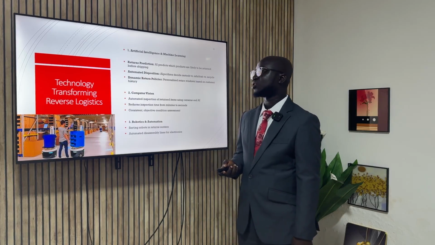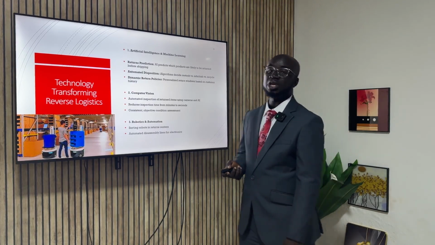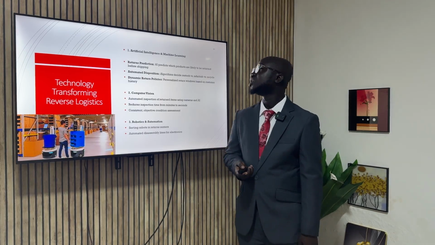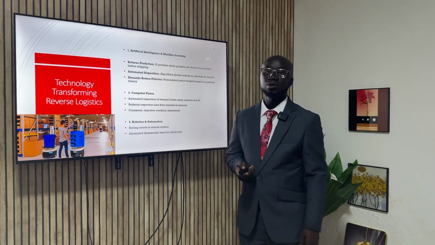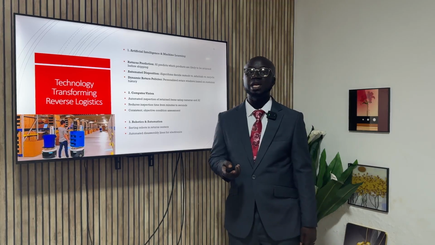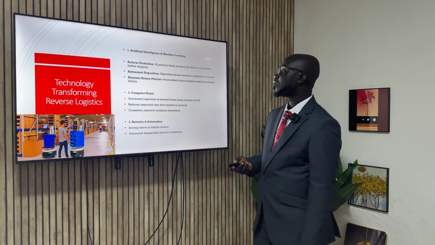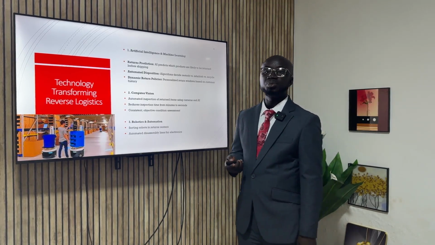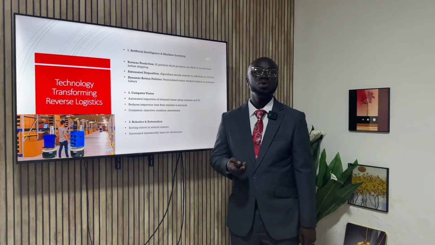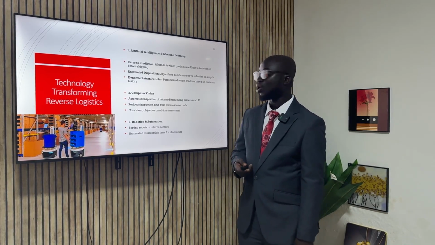We are looking at technology when we want to transform reverse logistics, and we cannot do so by leaving out artificial intelligence and machine learning. AIs are able to predict returns before they happen and automate disposition decisions. Computer vision inspects items in seconds rather than in minutes. So with the AI, inspections can be done more quickly.